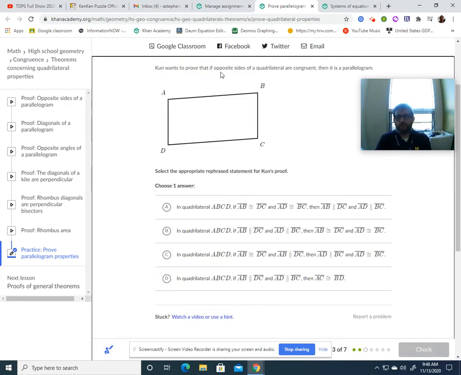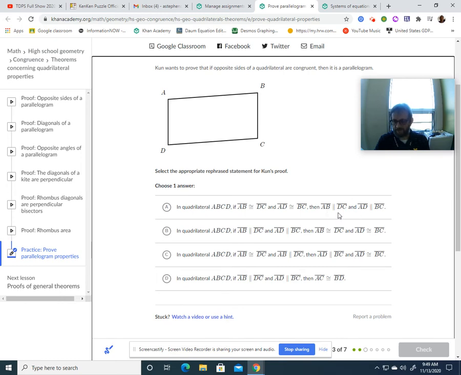Co wants to prove that if opposite sides of a quadrilateral are congruent, then it is a parallelogram. So if I show you that this is congruent to this and this is congruent to this, then it must be a parallelogram. But we want to restate what he says. So what he's wanting to say is, if this side equals this side and this side equals this side, then we have parallel. So if you just look at the thens, it has to be either this one or this one. Well, actually, no, it has to be this one.